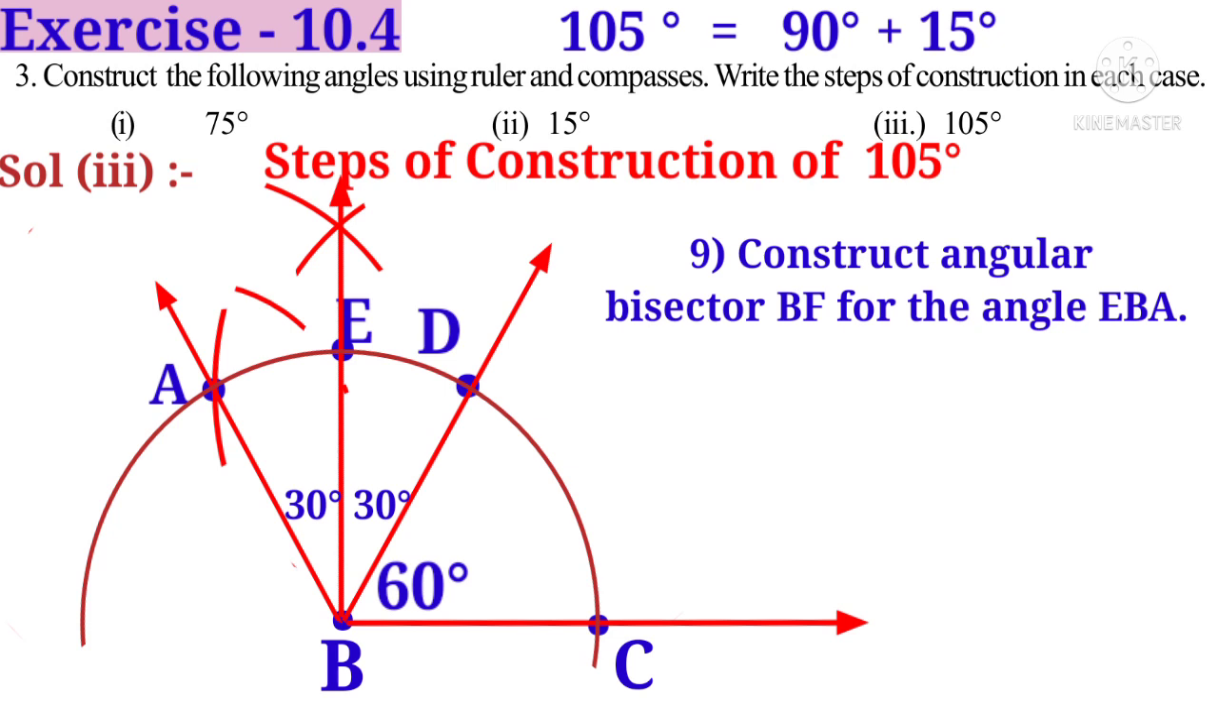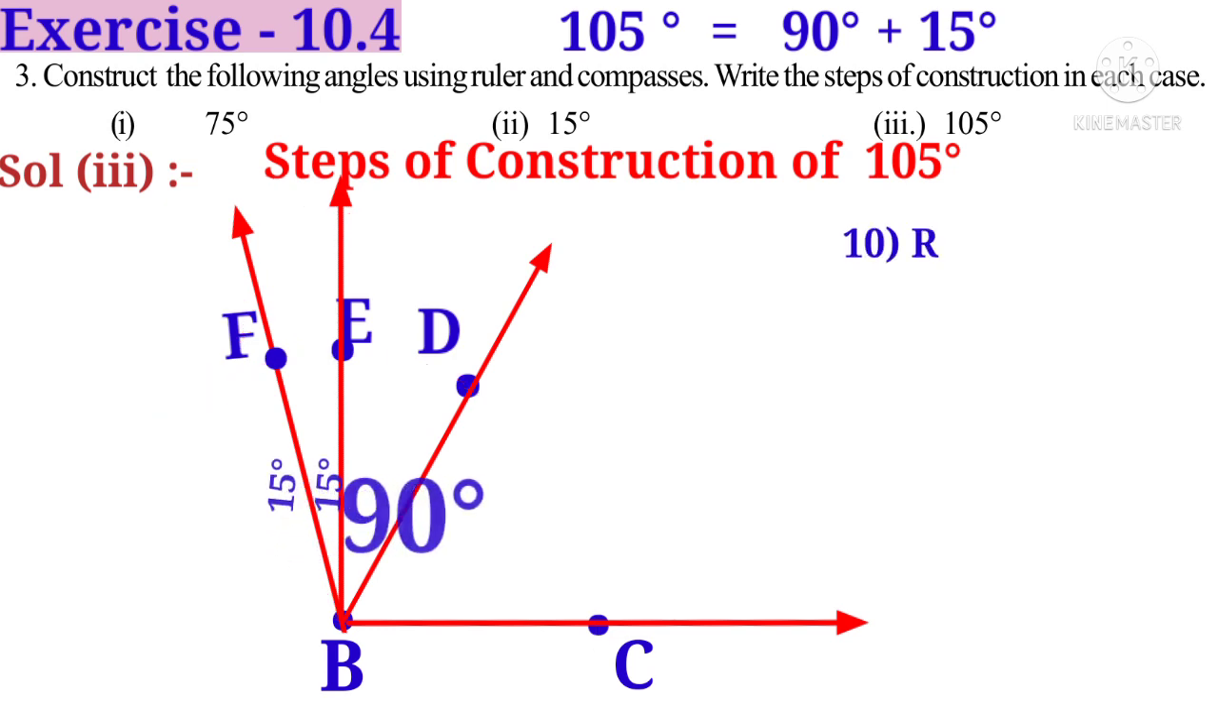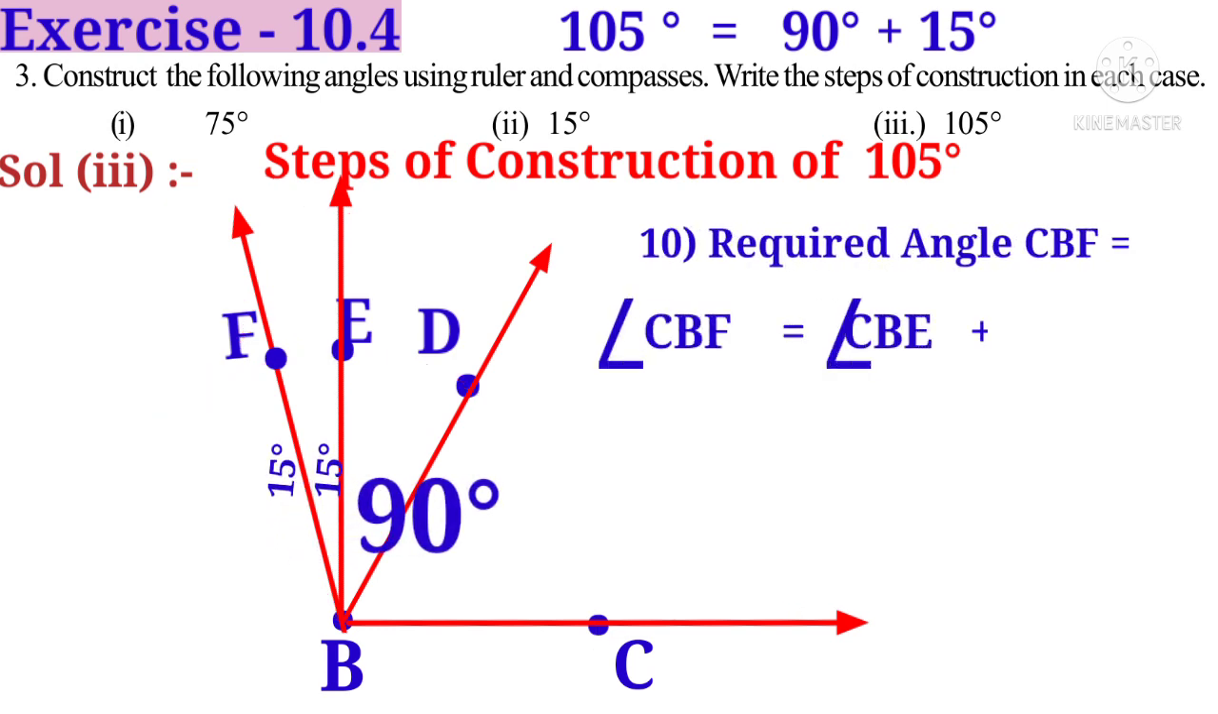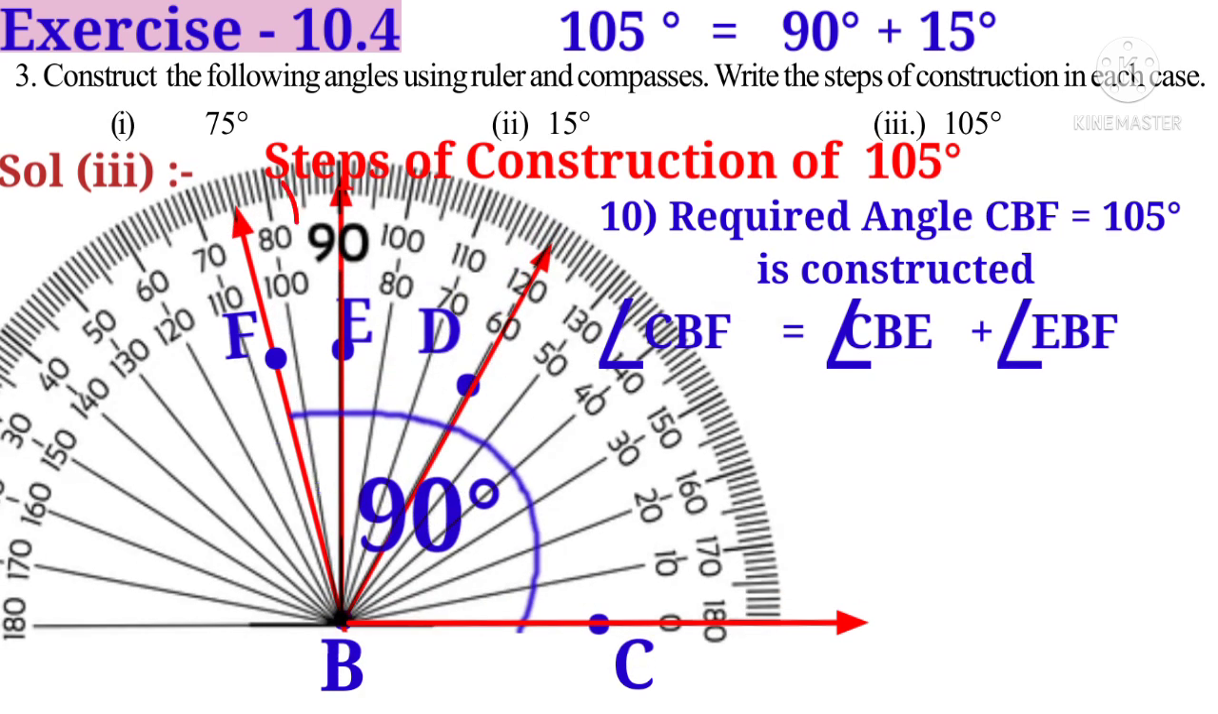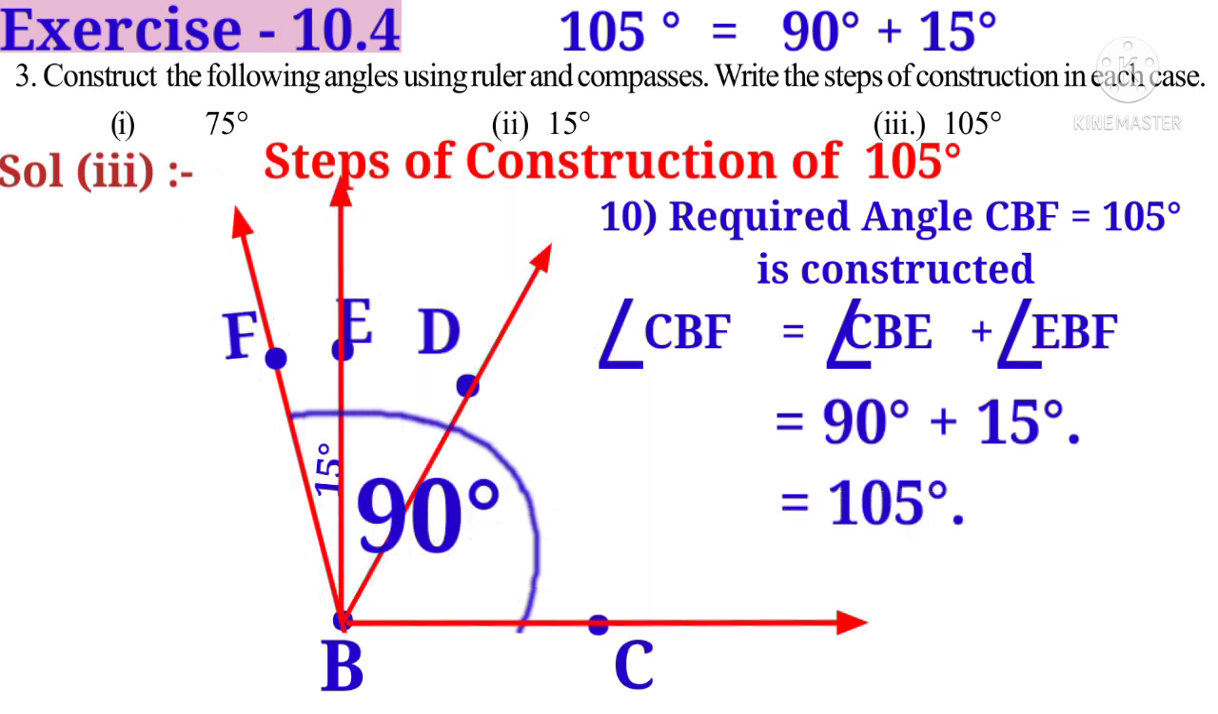Now with more than half the length of AE as radius, with centers A and E, draw two arcs and join the point B with the intersection of the two arcs, that is BF. Angular bisector is constructed. So the total 30 degrees angle is divided into two equal angles, 15 degrees, 15 degrees. Now angle CBF is equal to angle CBE plus angle EBF, that is 90 degrees plus 15 degrees is equal to 105 degrees angle is constructed.